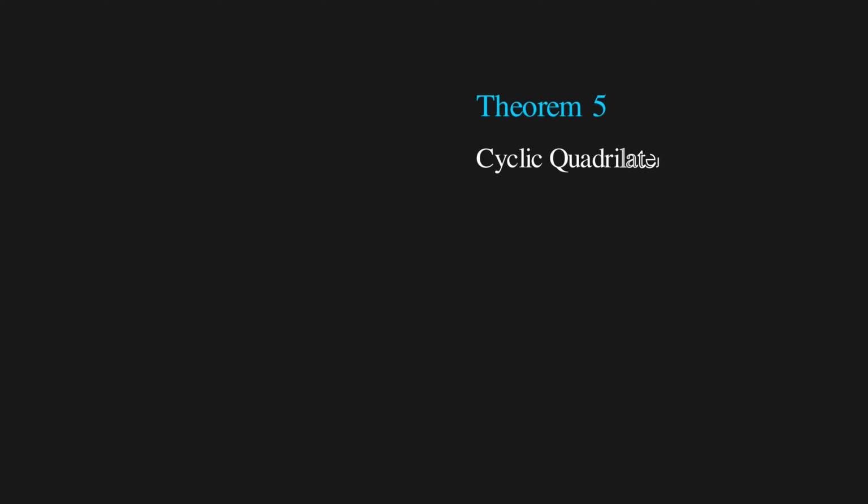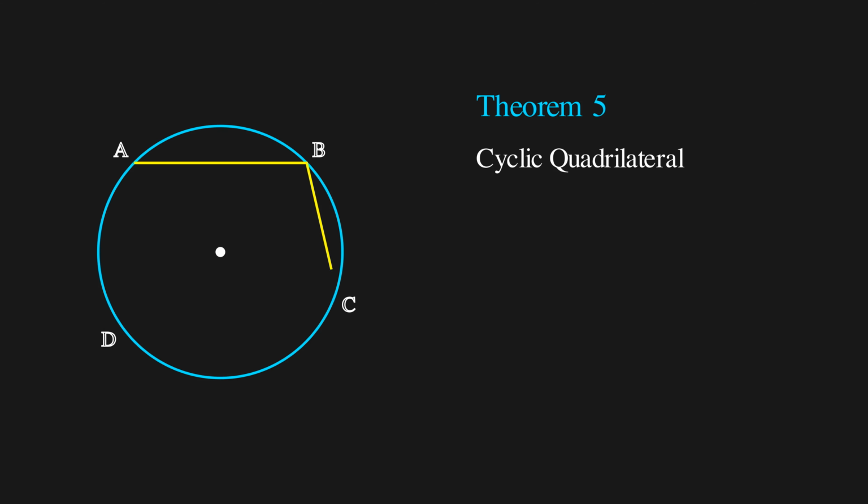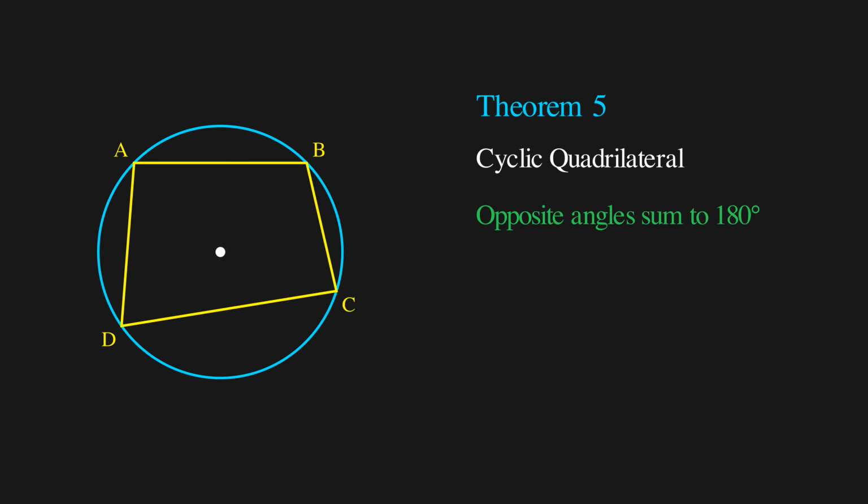Finally, Theorem 5. A quadrilateral is called cyclic if all 4 of its vertices lie on a circle. The theorem states that the sum of either pair of opposite angles of a cyclic quadrilateral is exactly 180 degrees. This means angle A plus angle C is 180 degrees, and they are supplementary. Similarly, angle B plus angle D also equals 180 degrees.